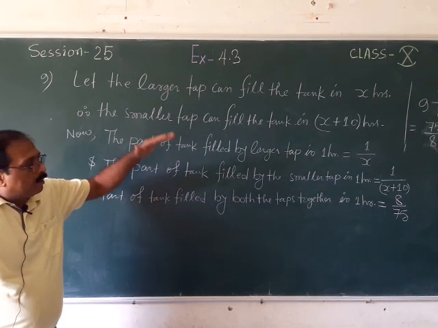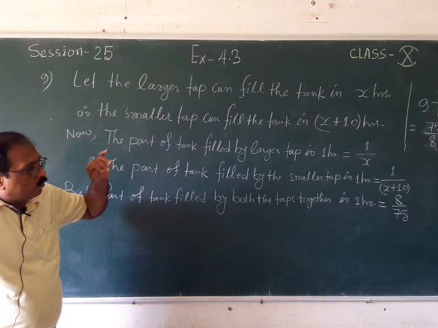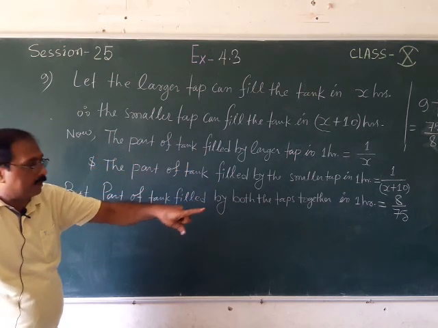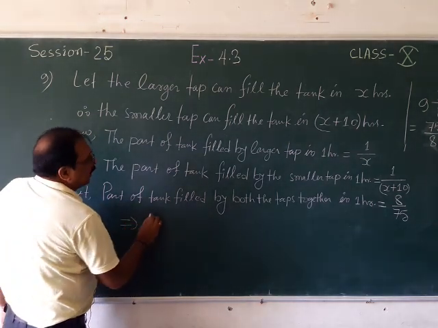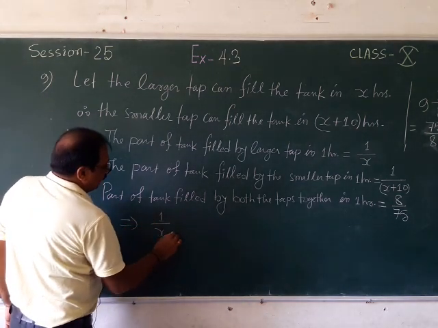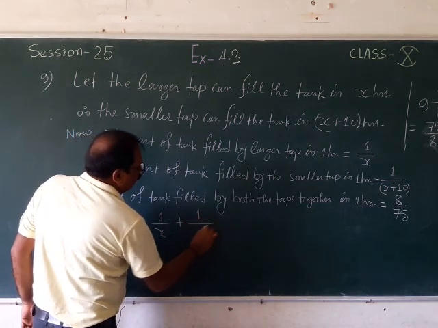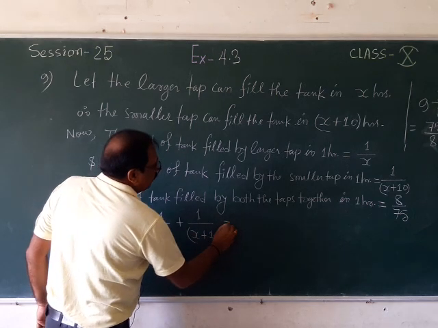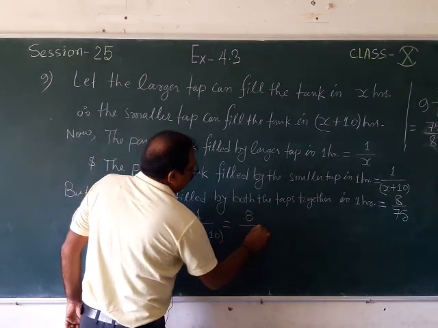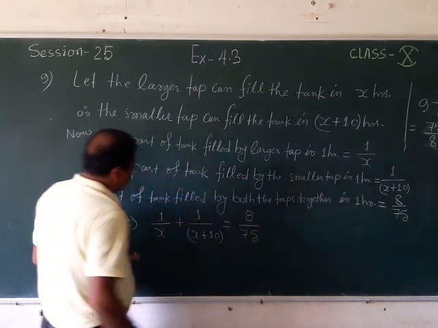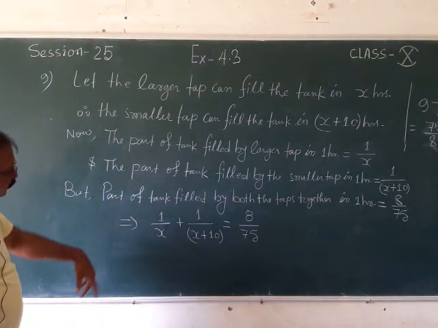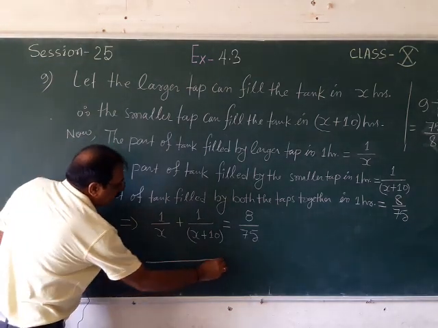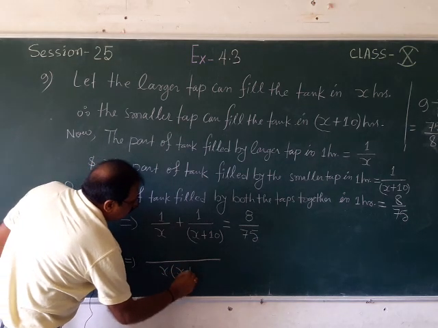So, in 1 hour, 1 divided by 75 by 8 will be 8 upon 75. That means I can write it like that: 1 upon x plus 1 upon x plus 10 is equal to 8 upon 75. So, this is the format of the equation. Now, you can frame your equation by simplifying this one.